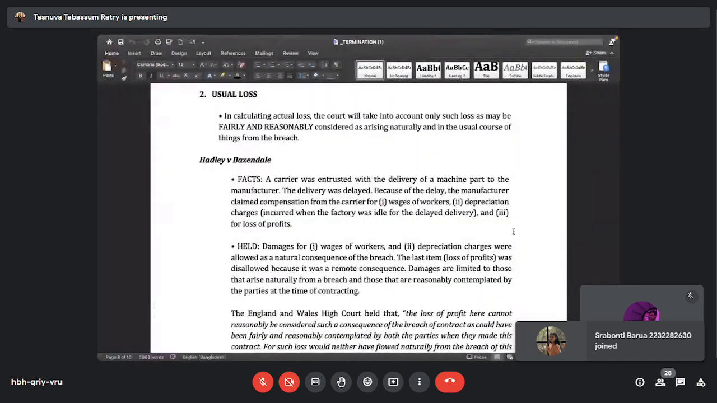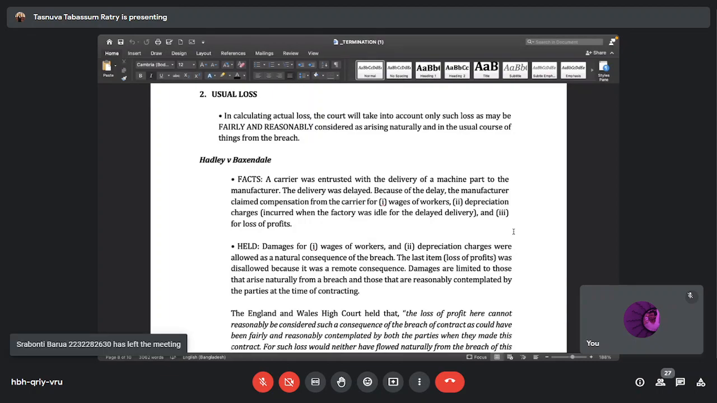He will not be able to receive any damages for the last item, which is loss of profits. So damages are given for the wages of the workers and for the depreciation charges, as the court considered them a natural consequence of the breach.